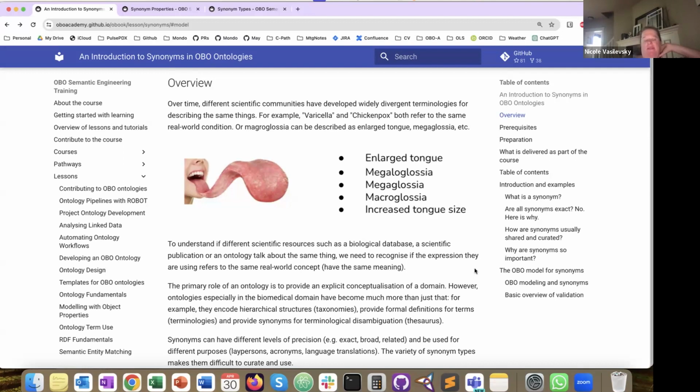An example of synonymous terms would be varicella and chickenpox, which both refer to the highly contagious viral disease that causes fever and pock marks on your skin. So that's an example of two synonymous terms. Macroglossia, which is depicted here in this picture, can be referred to as enlarged tongue, increased tongue size, or given the scientific names like megaloglossia, megaglossia, macroglossia. There are a lot of different terms that can be used that mean the same thing, and they can be used interchangeably.